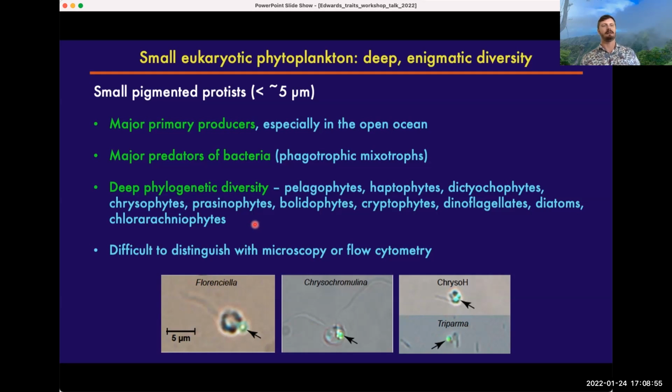It's almost bewildering to try to think about and understand all that diversity. One of the challenges is that they're hard to tell apart using optical methods. With microscopy or flow cytometry, they all look very similar to each other. I've just given some examples from different classes down here. If you think about the picocyanobacteria, obviously dominated by Prochlorococcus and Synechococcus, or the larger phytoplankton, which tend to be dominated mostly by diatoms and dinoflagellates, there's a lot more phylogenetic diversity among these small eukaryotes, but we have much less of a handle on what the implications of that are. Basically, what are all these different things doing?